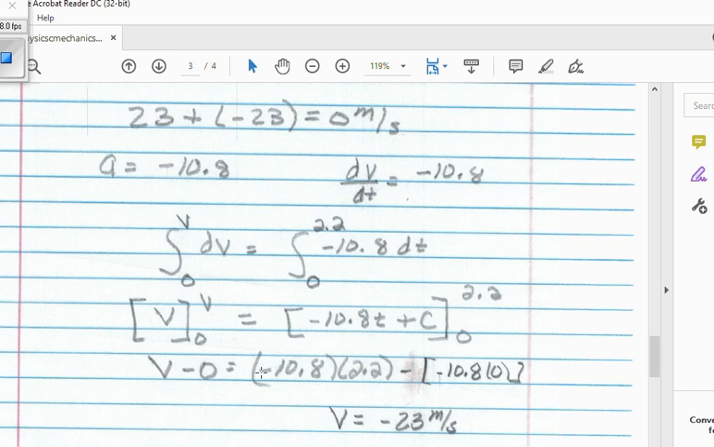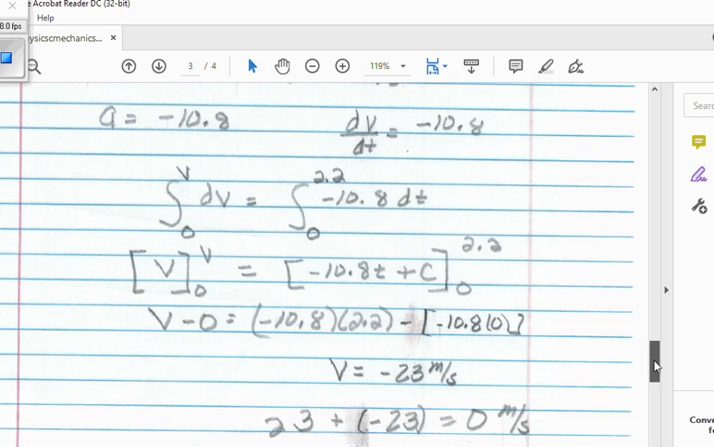Now again, that's from 0 to v. We have to remember that our beginning velocity indeed was 23. So 23 minus 23 once again gives us 0. So by the definite integral method, we see that it agrees with the area under the curve.